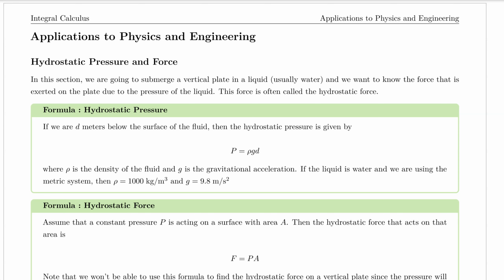If we are d meters below the surface of the fluid, then the hydrostatic pressure is given by P equals rho times g times d. This is the Greek variable rho, where rho is the density of the fluid and g is the gravitational acceleration. If the liquid is water and we are using the metric system, then the density is equal to 1,000 kilograms per meter cubed, and the gravitational constant is equal to 9.8 meters per second squared.